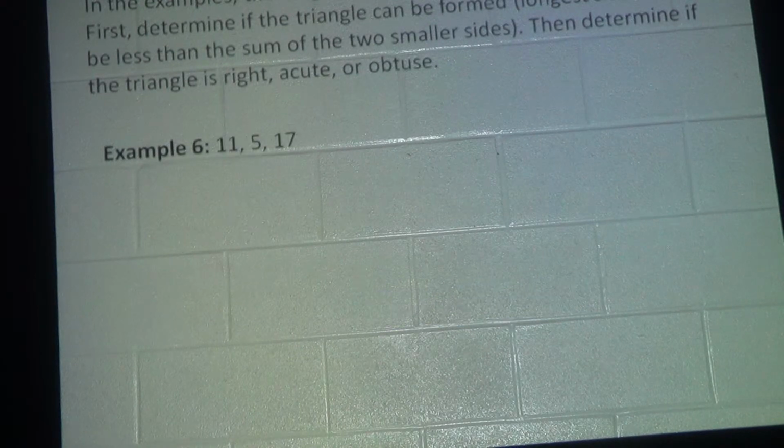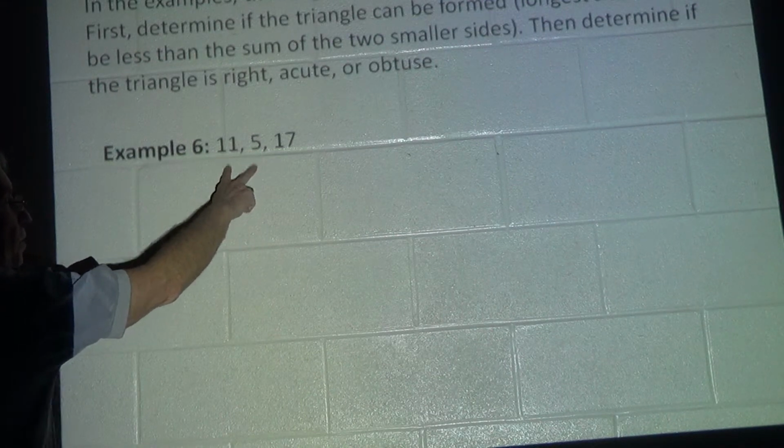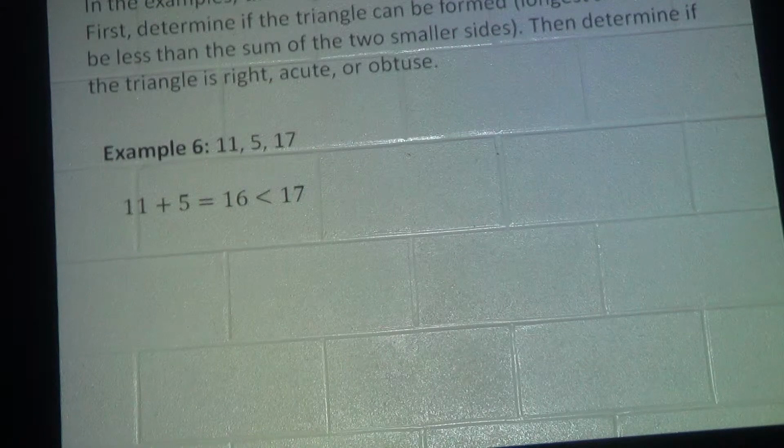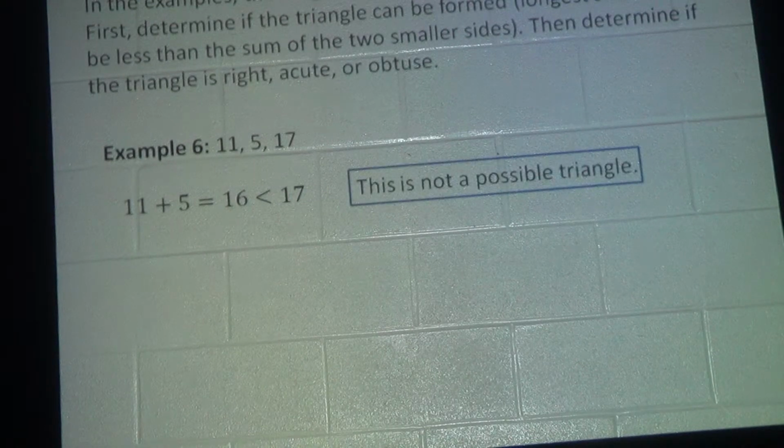Okay, example 6 is the same type of thing. Find the two smallest sides, which this time are these two. So 11 plus 5 is 16, which is less than 17. So this cannot be a triangle.